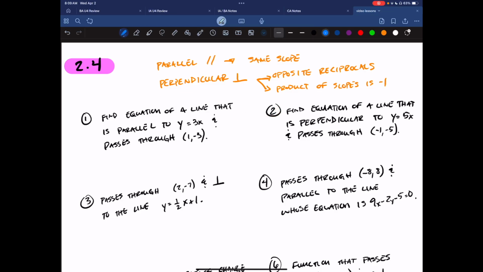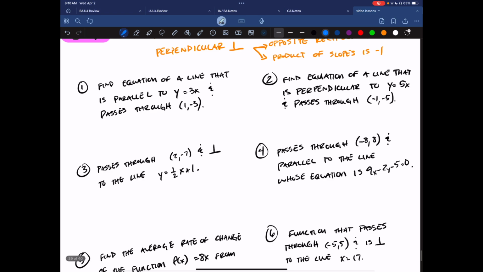And so that's what we're going to spend our time today talking about: finding equations of lines that are both parallel and perpendicular to the given information. All right, so let's get started here. Number one, it says find an equation of a line that is parallel to y equals 3x and passes through (1, negative 3). Okay, so again, my parallel slope is just going to be 3 because that's what it was before, and parallel means same slope.